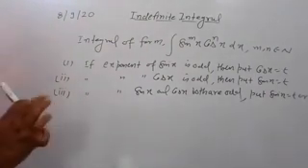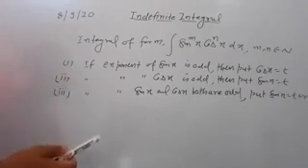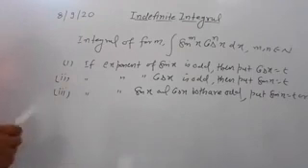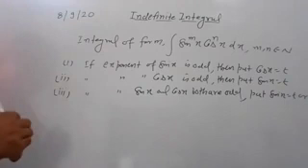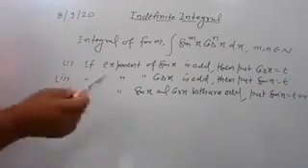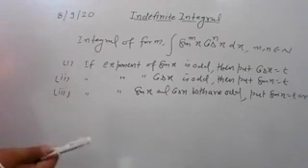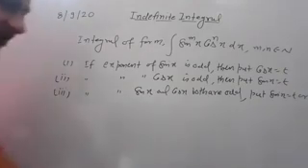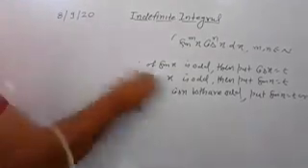Means here you see only the odd power of sine or cos. If the power of sine is odd, then you put cos x is equal to t. If the power of cos is odd, then you put sin x is equal to t. And if both are odd, then it's your choice. Either you put sin x is equal to t or cos x is equal to t. So write the questions based on it.